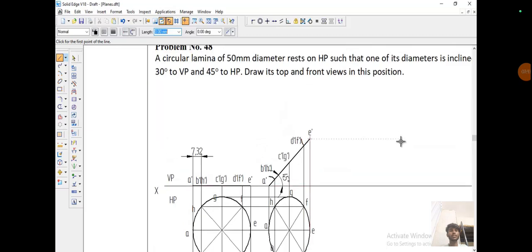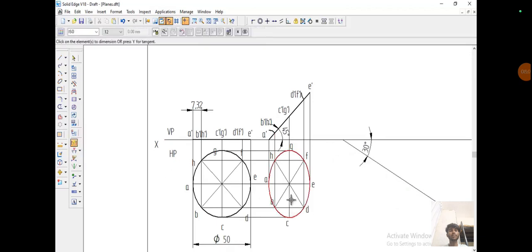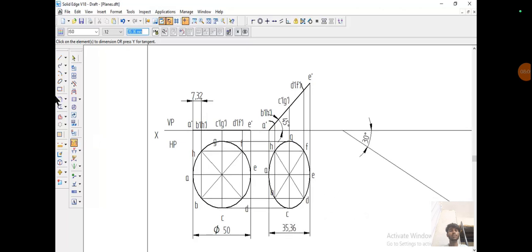Next, the diameter is inclined at 30 degrees to VP. Next we have to draw the 30 degree line here. From the first step to the second step, the diameter is changing. We have to see here the diameter is 35 and here it is 50.